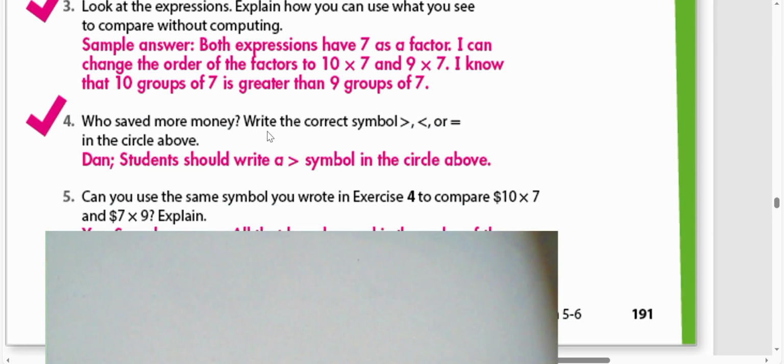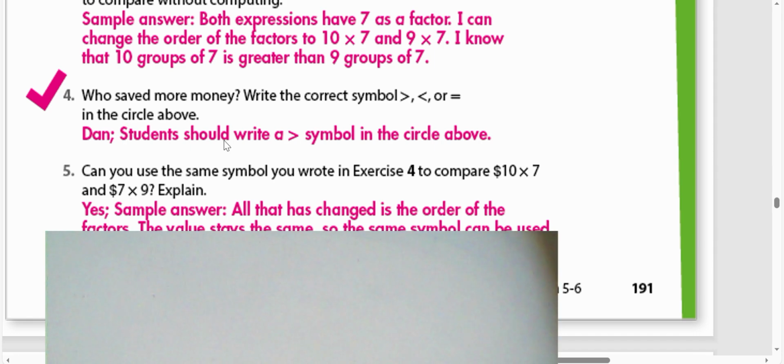Who saved more money? We can write Dan. Dan, the student should write the greater than symbol in the place.